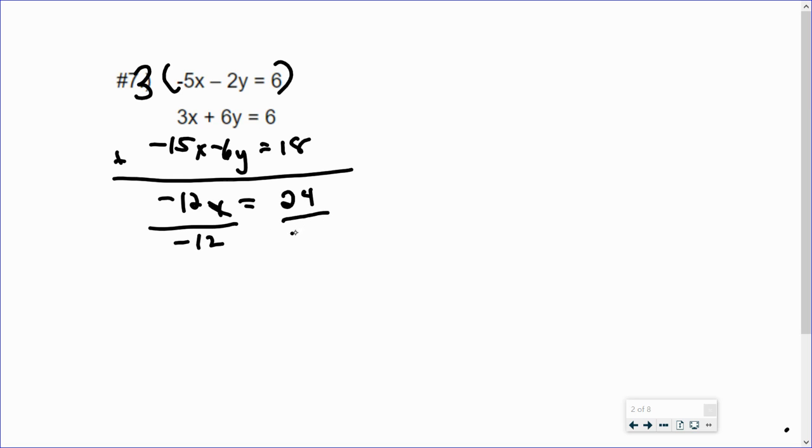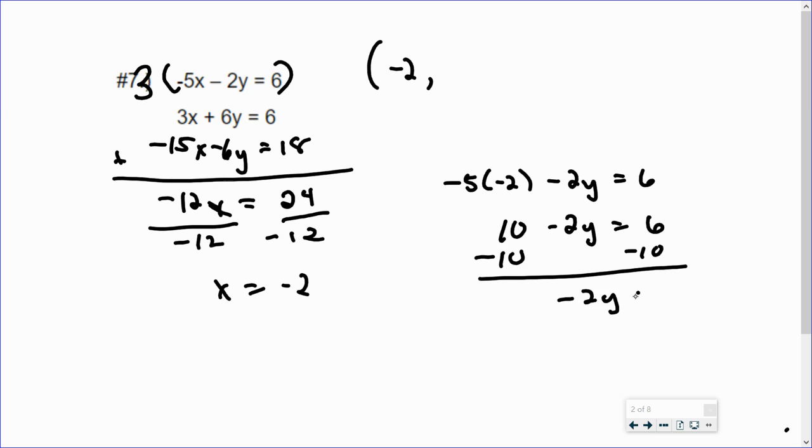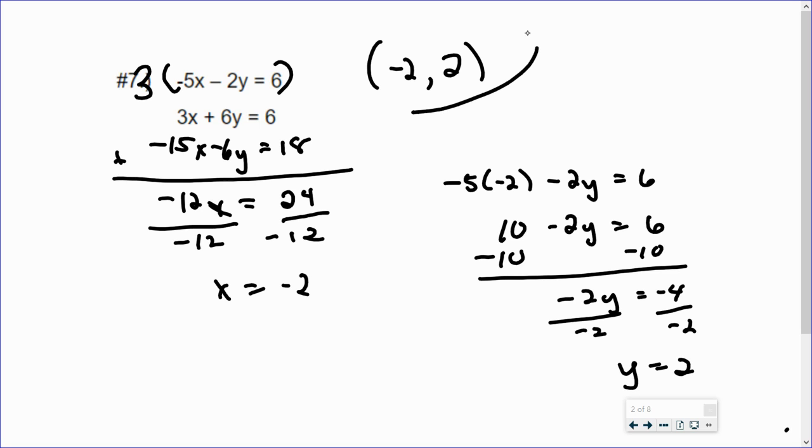Divide both sides by -12. X is -2. Put that right there. Now don't put that -2 in for either the x or the y or the other one. It doesn't make any difference. I kind of like to do the top one just because, I don't know, what the heck, why not? So -5 times -2 minus 2y is equal to 6. 10 minus 2y is equal to 6. Subtract the 10. -2y is equal to -4. Divide by -2. Y is 2. So there's that one.